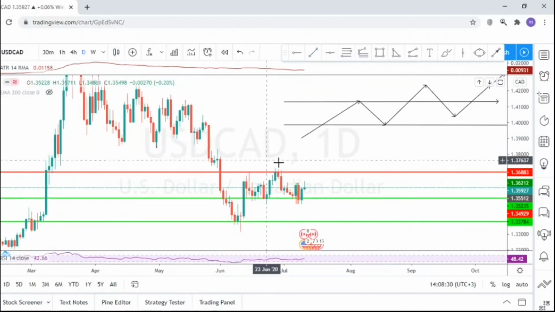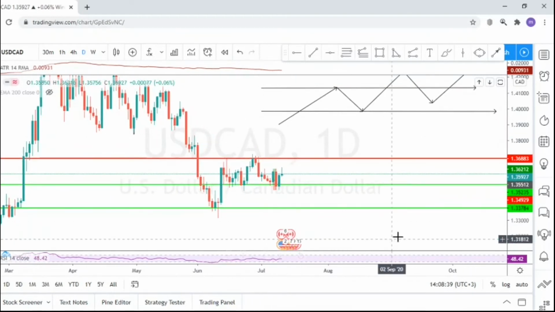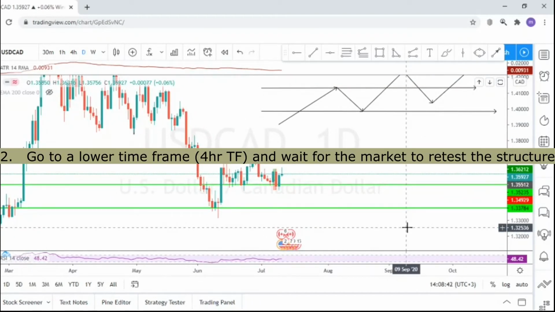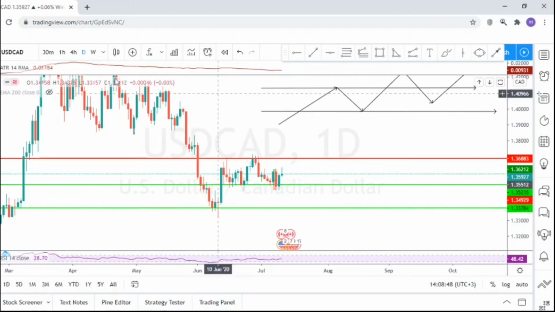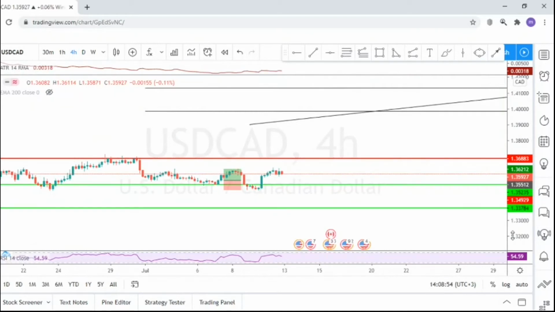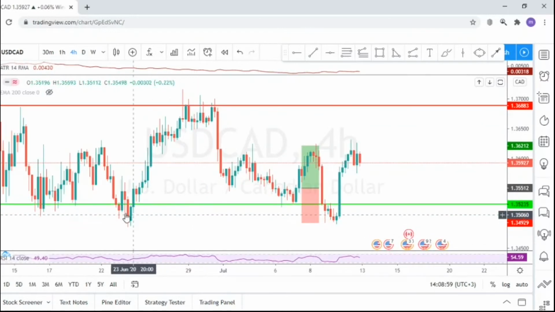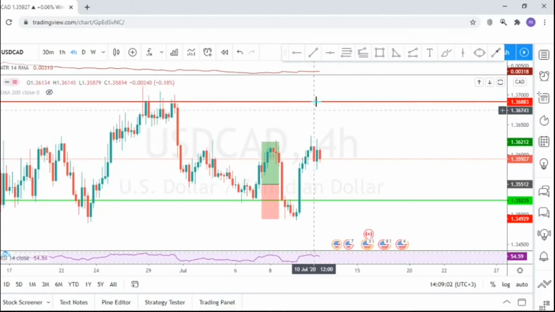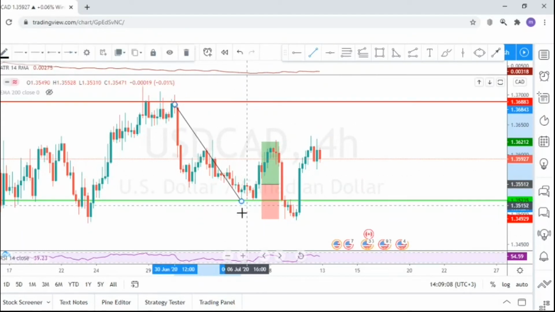You go to a higher time frame, draw your key levels of structure, and you determine whether the market is in an uptrend or a downtrend. Step number two is to go to a lower time frame and wait for the market to test the structure and bounce off there. So you go to a lower time frame, which is the 4-hour time frame, and in this 4-hour time frame you have your key level of structure drawn already. The support level here is drawn already, and this market came back to this level. So in this case, I was looking for the buy opportunities.